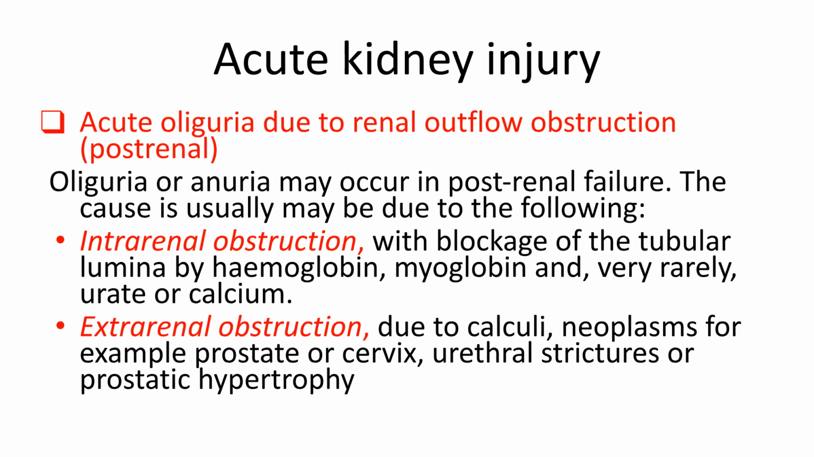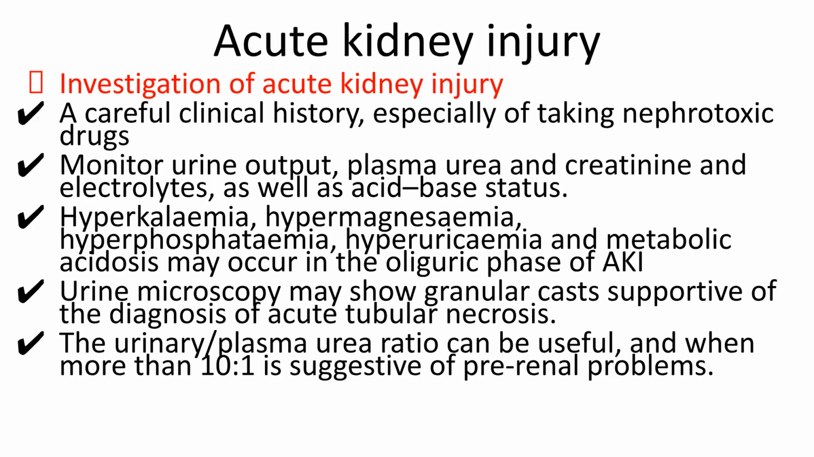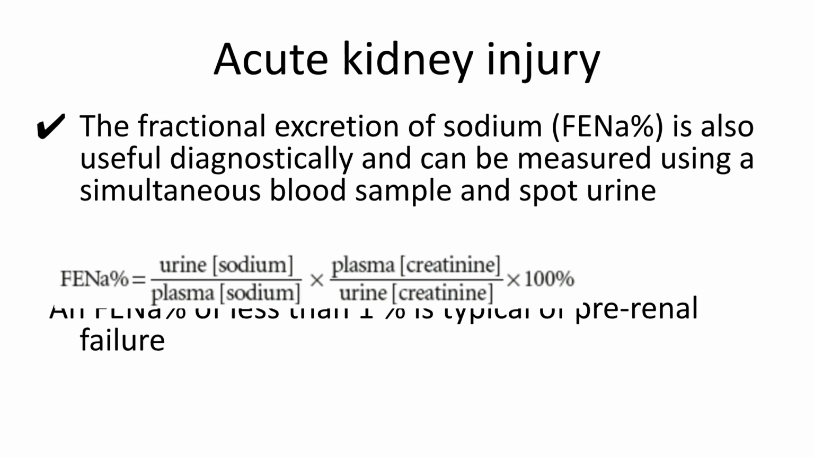Acute oliguria due to intrinsic renal damage can result from prolonged renal circulatory insufficiency, acute glomerulonephritis, septicemia, or ingestion of various poisons or drugs. Myoglobinuria and Bence-Jones proteinuria are also potential causes. Acute oliguria from renal outflow obstruction or post-renal failure can be due to intrarenal obstruction by materials like hemoglobin, myoglobin, or calculi. Extrarenal obstruction may be caused by calculi, neoplasms, urethral strictures, or prostatic hypertrophy.